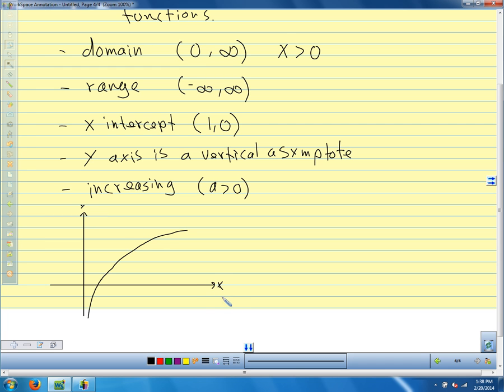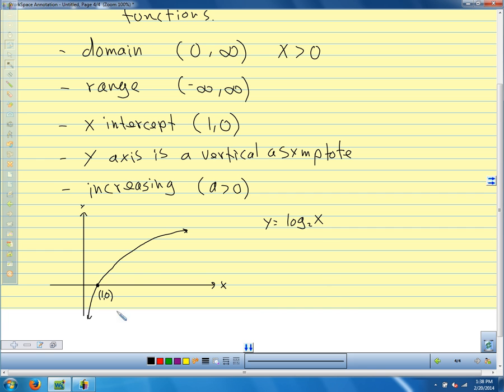If it's unshifted, it's going to look more or less like this, and then we can add some points to get a little more accuracy. It's always going to go through the point 1, 0. Our y-axis is going to be a vertical asymptote. It's increasing. And for this one, let's graph y equals log base 2 of x.